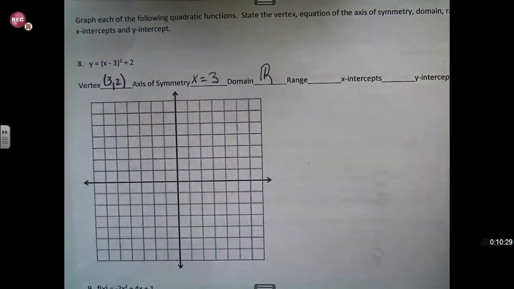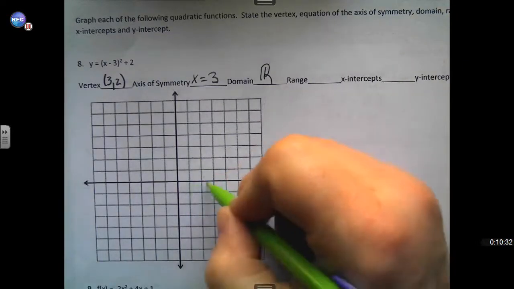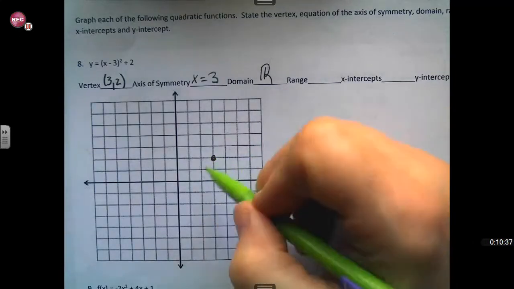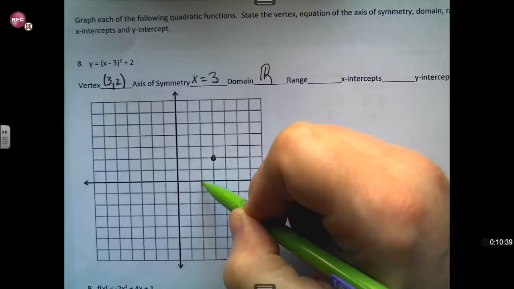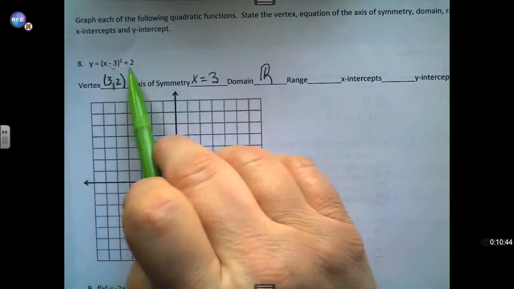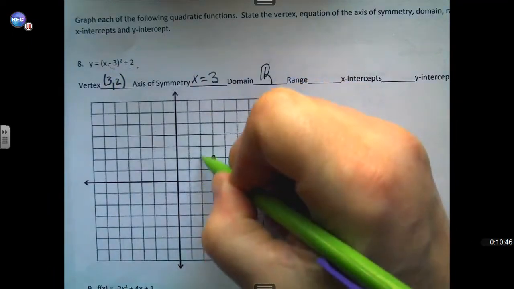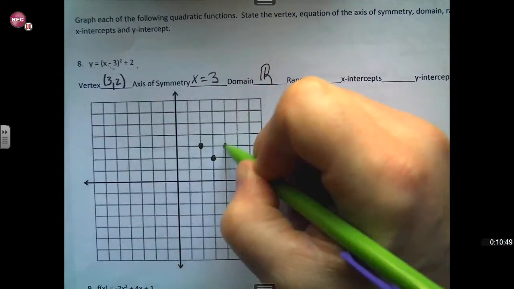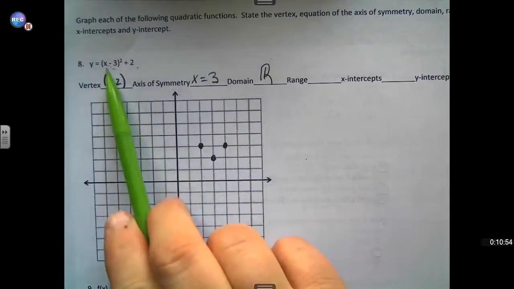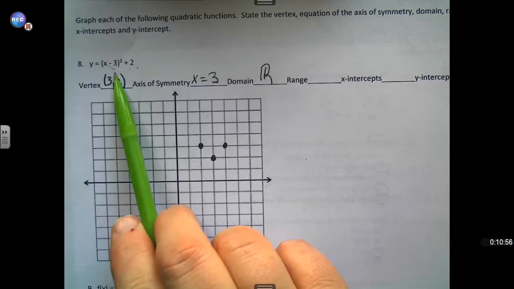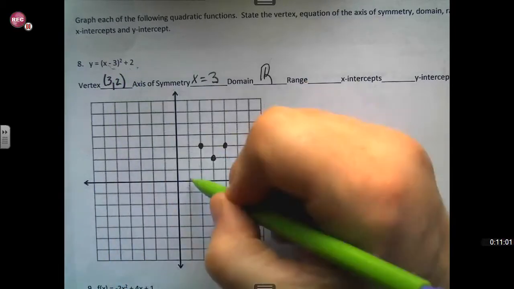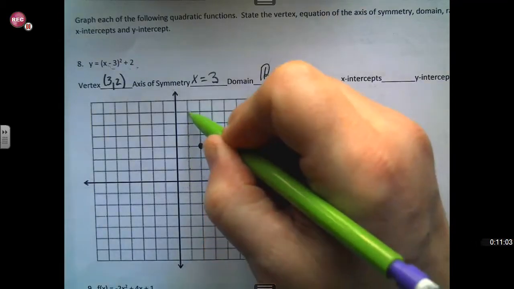And we'll wait for the rest. So 3, 1, 2, 3, 1, 2. And it opens up. So I'm going to plug in 2. 2 minus 3 is negative 1. Squared is 1. Plus 2 is 3. So if I plug in 2, I get 3. And then I can use my axis of symmetry. And then I'm going to plug in 1. 1 minus 3 is negative 2. Squared is 4. Plus 2 is 6.